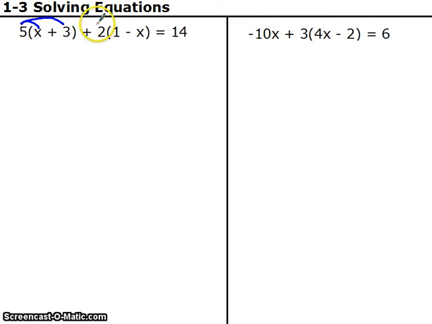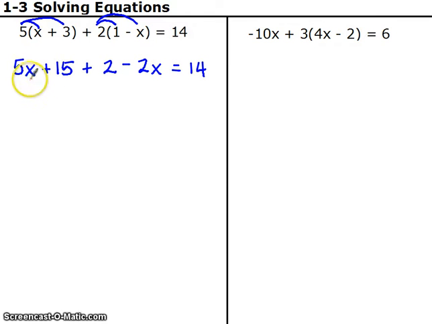All right, I have a 2 outside this one as well, so I'm going to multiply the 2 by those two, distribute. So that's going to be 5x plus 15 plus 2 minus 2x equals 14. All right, combine like terms, so I'm going to combine the 5x and the negative 2x. Remember, this is really the commutative property, allowing us to rewrite these in any order we want and then add them together. So 5x minus 2x, that's 3x, and then I've got a 15 and a 2. Add those together, you get 17.